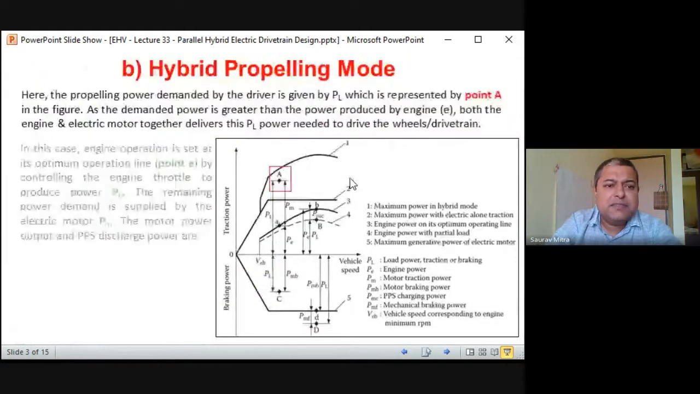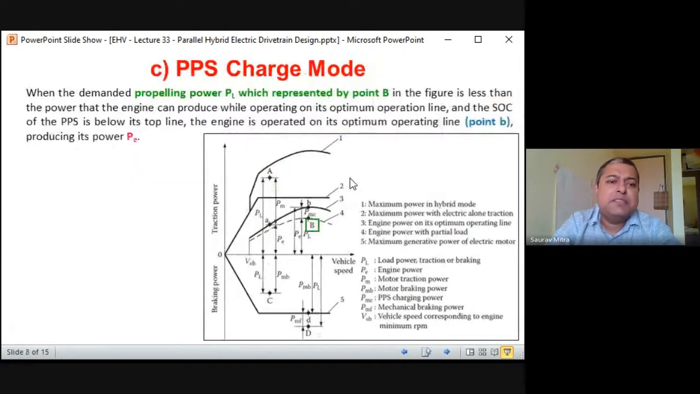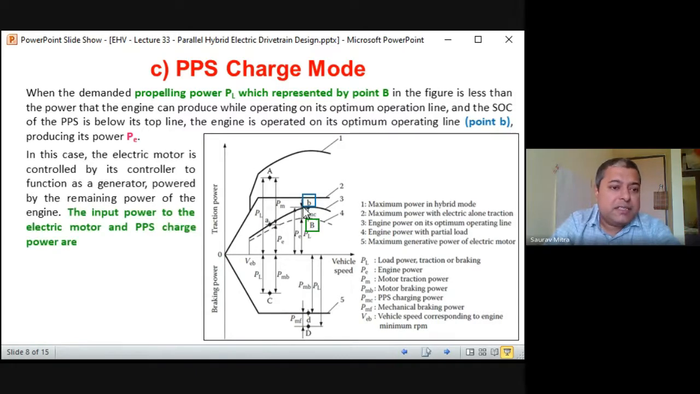This third case is a very special case, when the PPS is being charged by the engine. Very important lines are written here: the SOC of the PPS is below the top line. The engine is operated on its optimum operating line, point B, producing its power PE. So this is that point B at the top. In this case, the electric motor is controlled by the controller to function as a generator, powered by the remaining power of the engine. The input power to the electric motor and the PPS charge power.